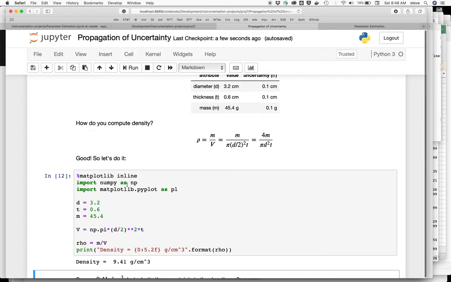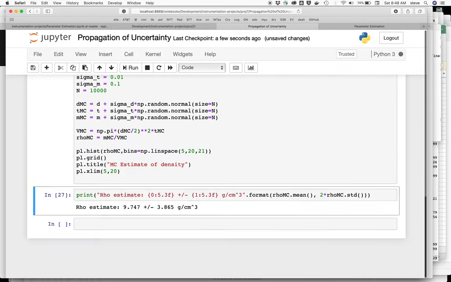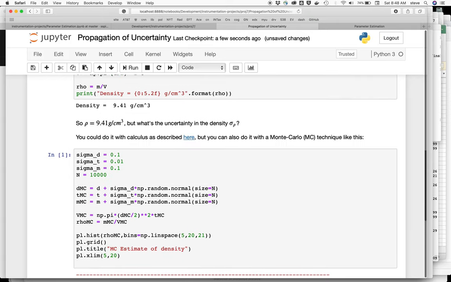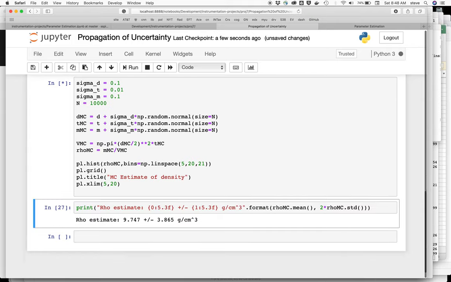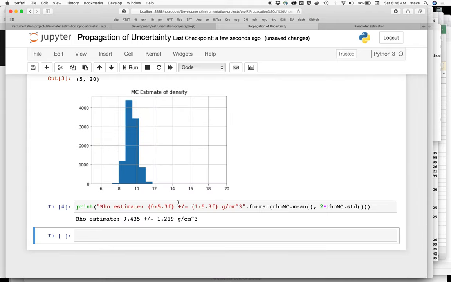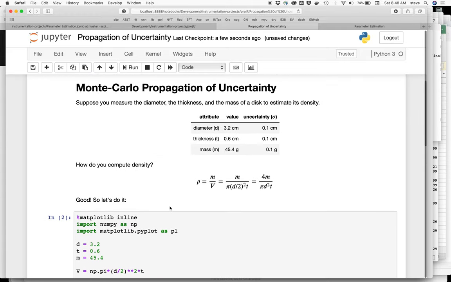Actually, let's just for fun, we could do that. What if we said the thickness is actually known to 0.01 instead of... Oops, I've got to start at the beginning here. If I rerun the calculation, now look, that really tightened things down. Just changing the thickness precision to a tenth of a millimeter instead of a tenth of a centimeter, I'm now down to 9.4 plus or minus 1.2. Okay, so that gives you an idea.